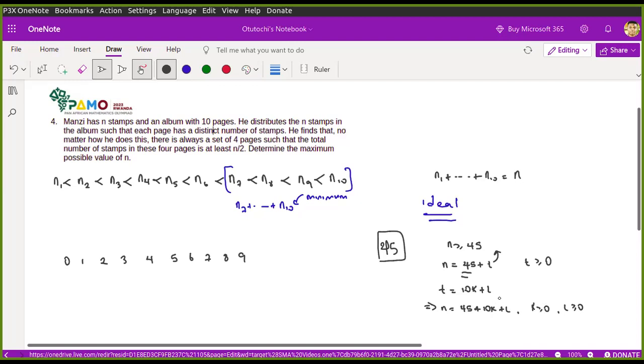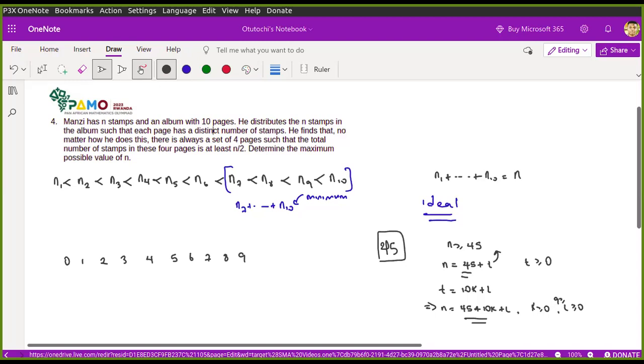So now basically for all n, we express that n in this form: 45 plus 10k plus L. And of course, L is less than or equal to 9. If it's up to 10, then that just adds 1 to k, right? So express any n in this form, and with this form we'll be able to determine the ideal distribution and consider the sum from n7 to n10 in that ideal distribution. And if it's greater than or equal to n over 2, then that n works, else we know that n doesn't work, and that will help us find the maximum possible value of n.